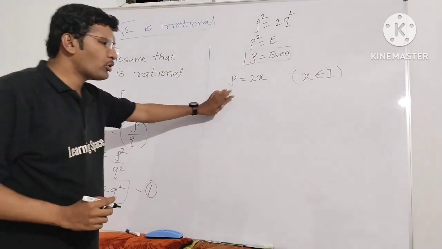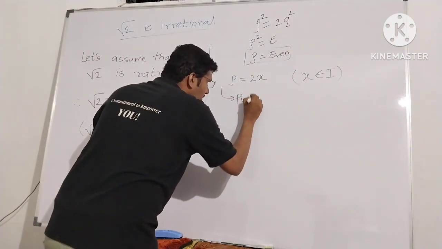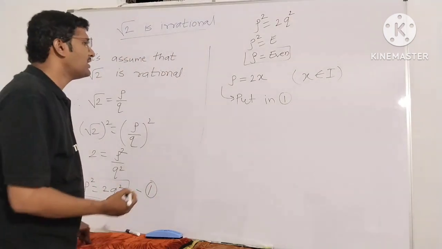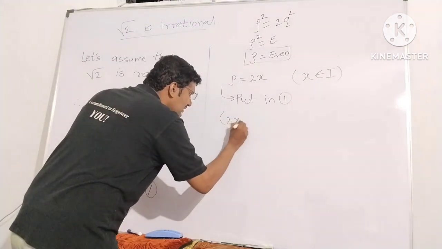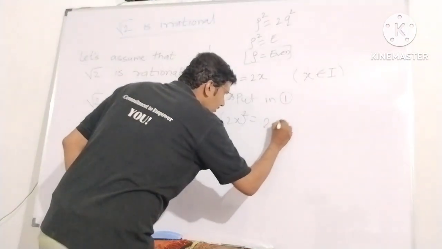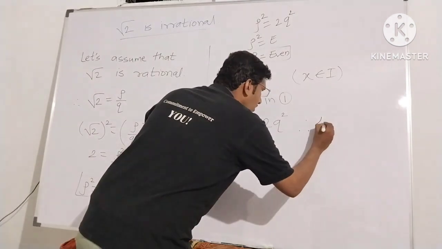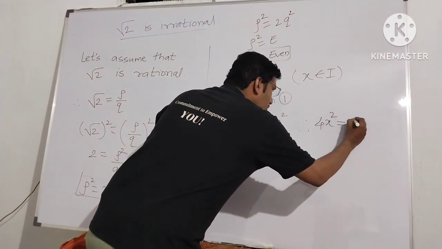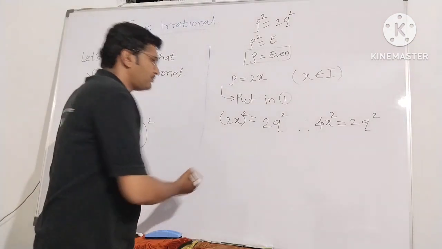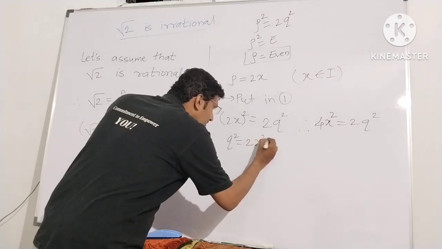So we'll put this value in equation 1. From equation 1 we get (2x) square is equal to 2q square. We'll continue with the calculation. 4x square is equal to 2q square. And now we get q square equals 2x square.